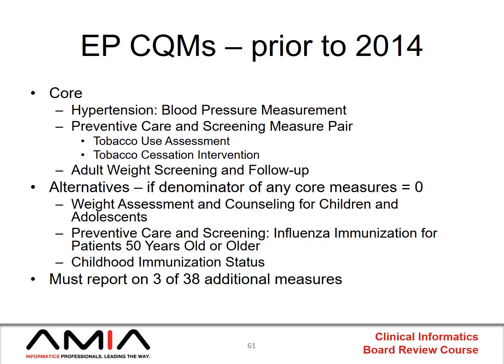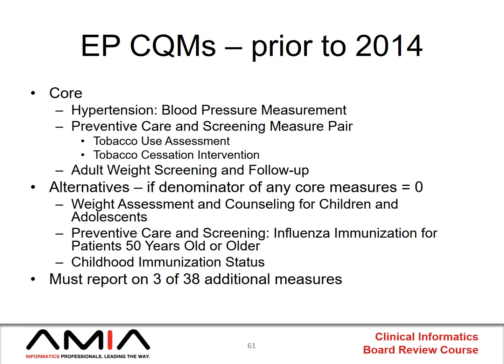This slide shows the CQMs for prior to 2014. The 3 core measures required for reporting were measurement of blood pressure, preventive care and screening for tobacco use, and adult weight screening and follow-up.